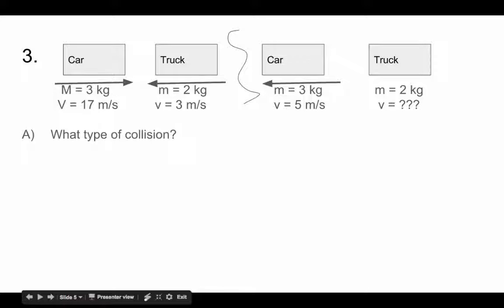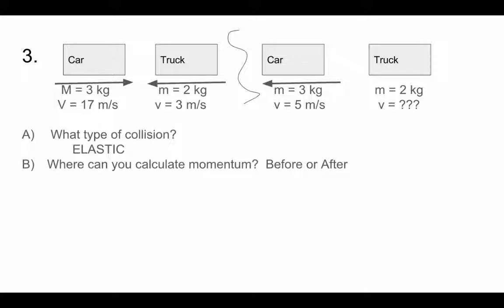So what type of collision is this? Since you have 2 to 2, this would be an elastic collision. Where can you calculate the momentum? I have all the numbers on the left-hand side, so that would be before.